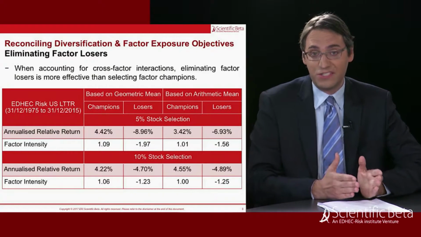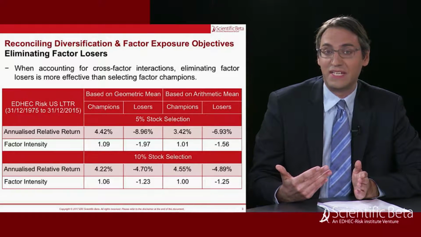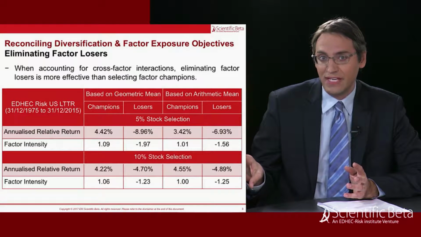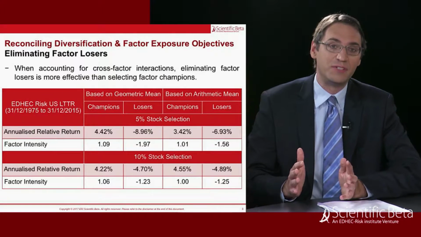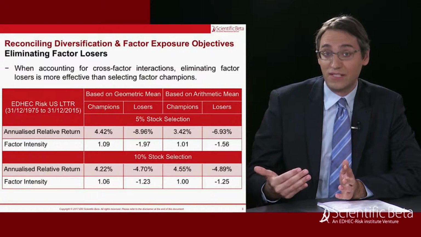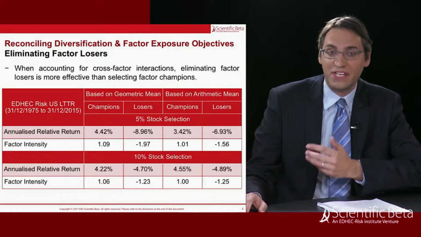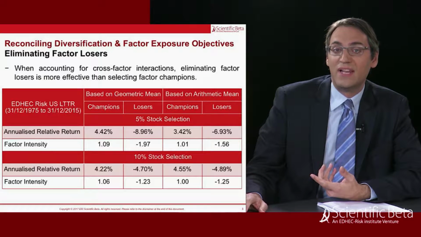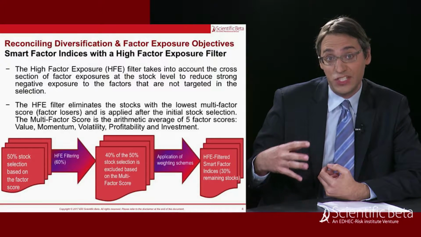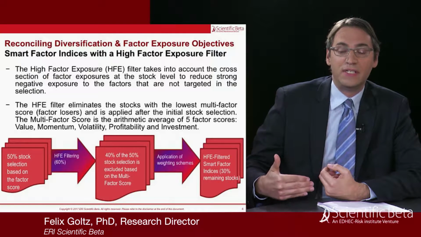On the other hand, if you look at the factor champions, you can see that factor champions do, of course, have positive outperformance. They do have positive factor intensity, but these are actually much lower in magnitude than the corresponding negative value for the factor losers. Because of this asymmetry, it actually is more interesting to eliminate the factor losers than it is to concentrate in the factor champions. And so at Scientific Beta, we've been using this insight to apply a filter to our smart factor indices, and this filter effectively achieves that we're taking into account this cross-factor interaction in our top-down single factor indices.